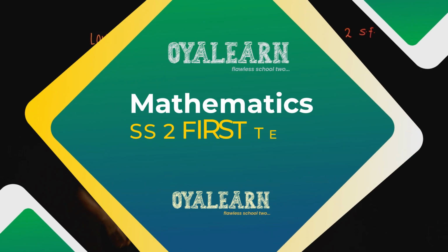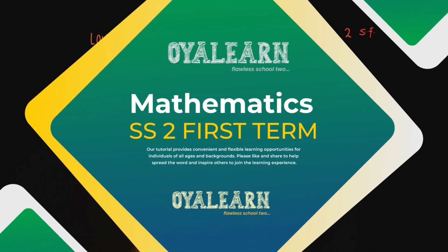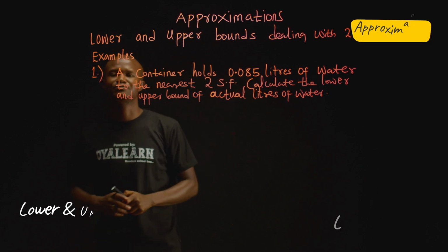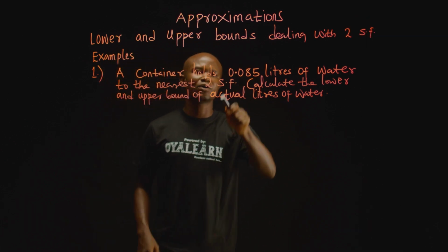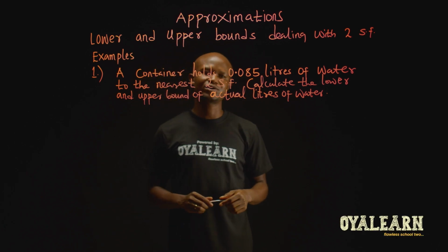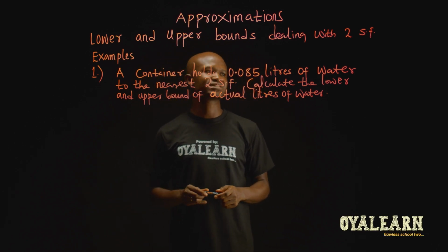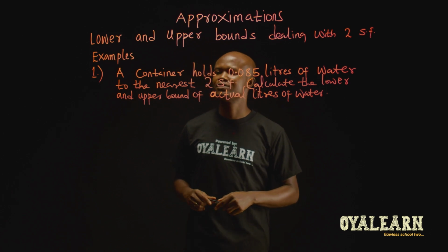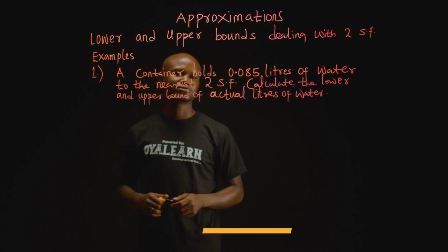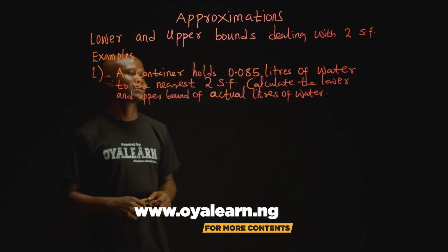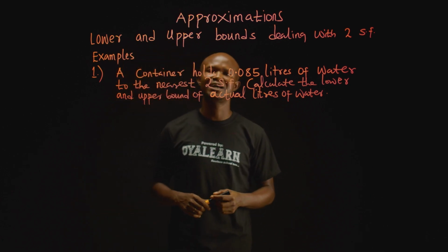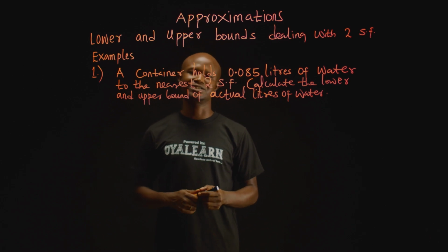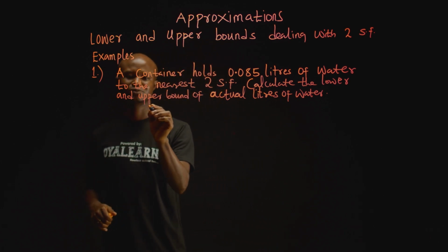Lower and upper bounds dealing with 2 significant figures. Example: a container holds 0.085 liters of water to the nearest 2 significant figures. Calculate the lower and upper bound of the actual liters of water. Solution.